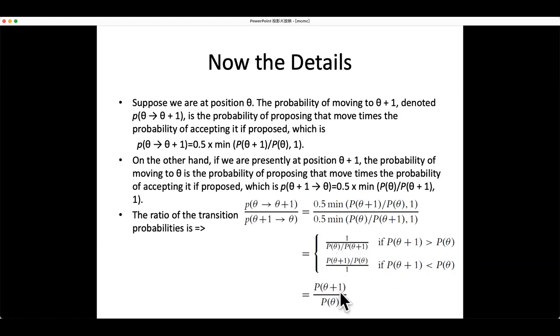So for every adjacent position, the ratio shows something like this. Eventually, that's why the frequency will be proportional to the population of each island.